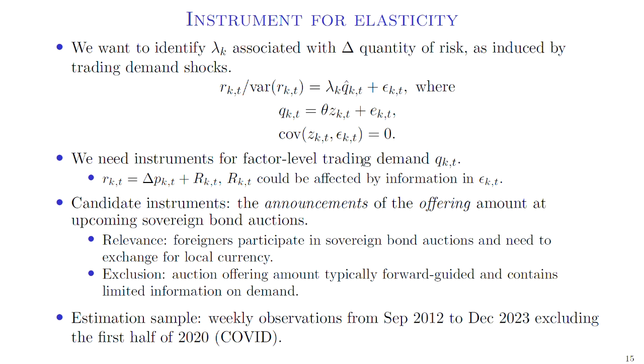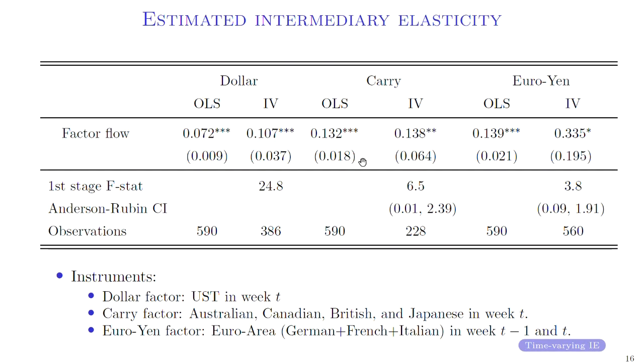Because these bonds are issued in local currencies, the foreigner needs to exchange for local currencies in order to participate. And the exclusion restriction comes from the offering amounts being typically forward guided, and they contain limited information on demand. In particular, we're using the announcement of the offering amount, not the actual amount, which might reflect demand. And we use a weekly sample. We exclude the COVID period because that's a period where you see much more fluctuation in both the market volatility and also in the bond markets. So here's our result.